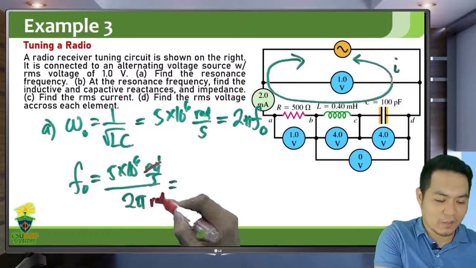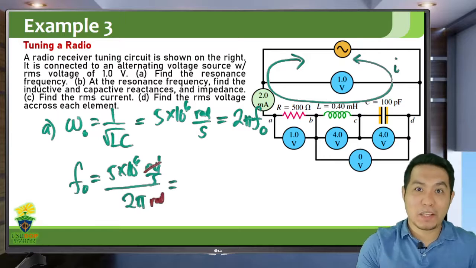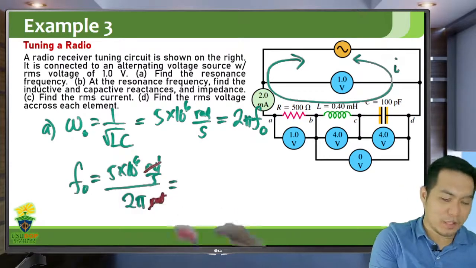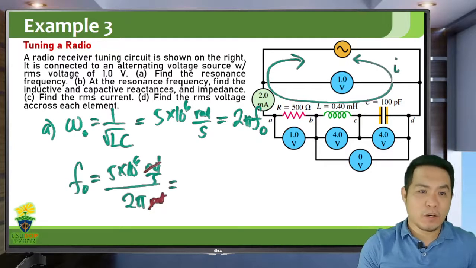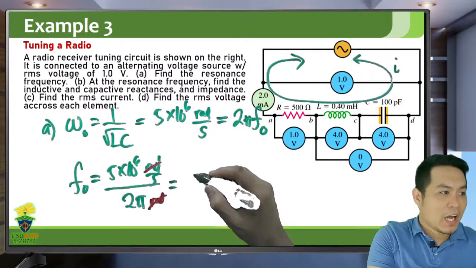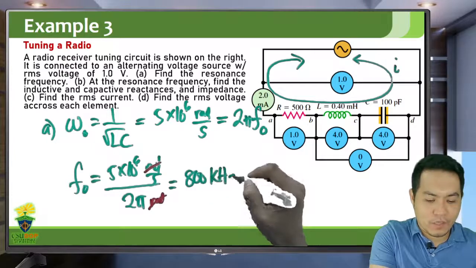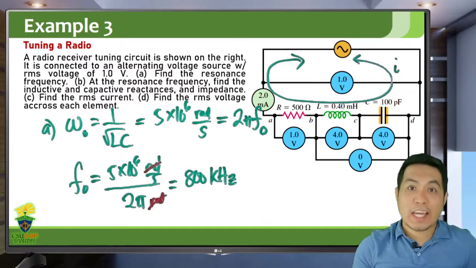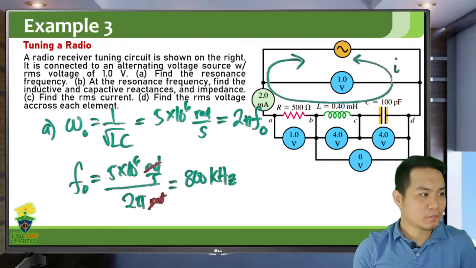The unit that will be left, the unit of 2 pi, is actually radians. So the unit of pi is in terms of radians, and you can think of it as canceling each other out. So the final unit is 1 over second, or hertz. And you will get 800,000 hertz, or 800 kilohertz. This is in the AM band, the lower AM band frequencies. Okay, so that's for letter A, 800 kilohertz.